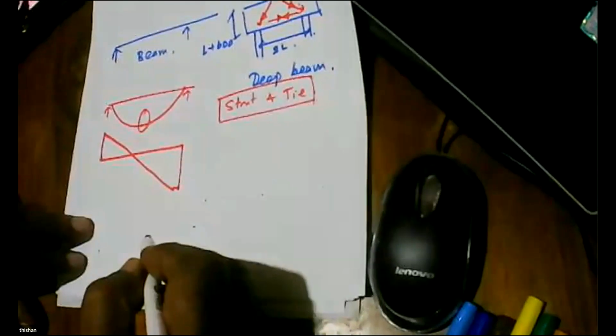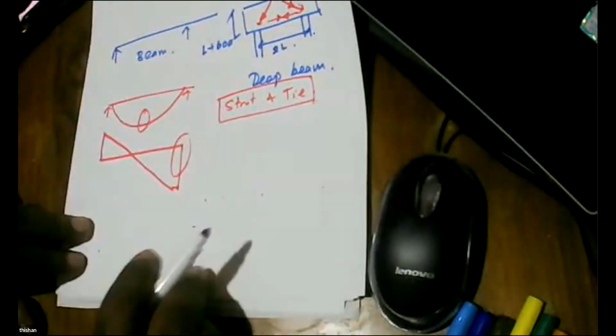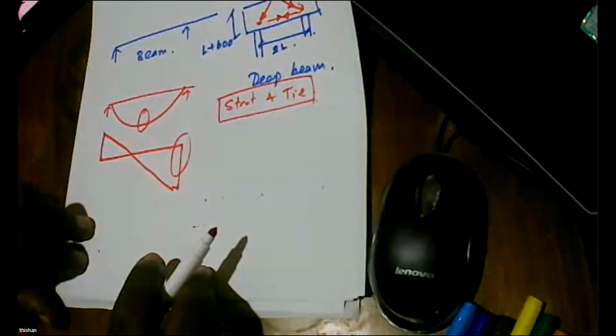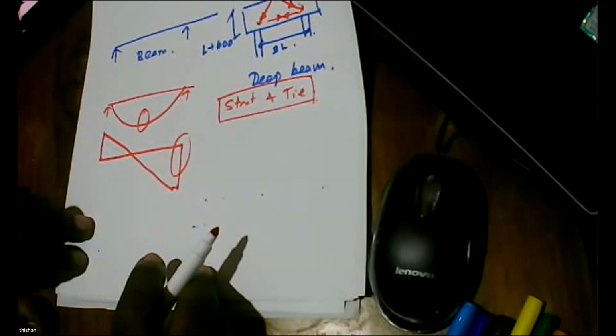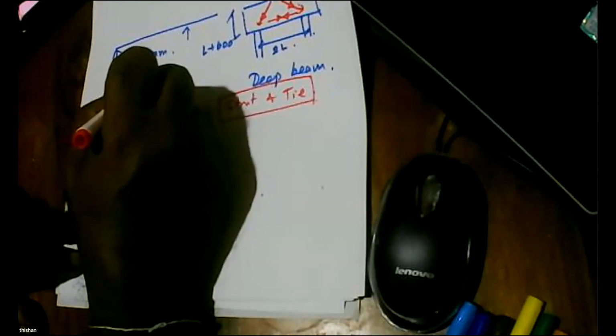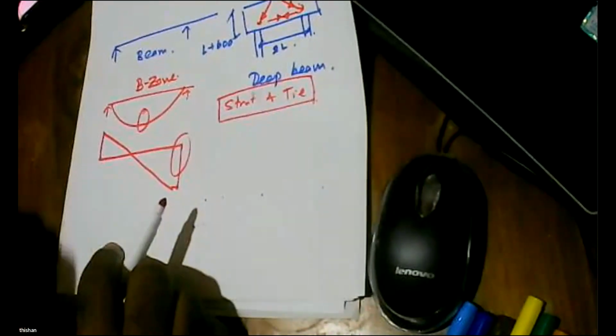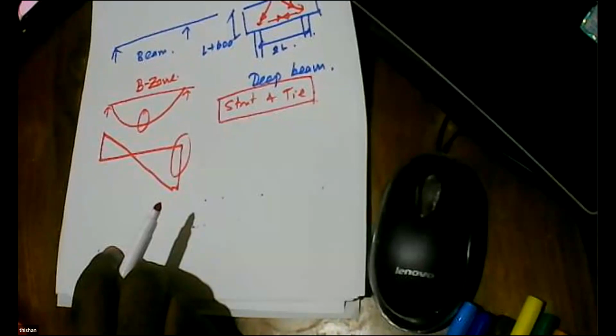So when bending is critical, shear is seen. When shear is critical, bending is seen. So only one action is predominant. The other one is not very predominant, right? So we say it is a B section, B zone. Why? Because when bending is predominant, shear is not very important, right?